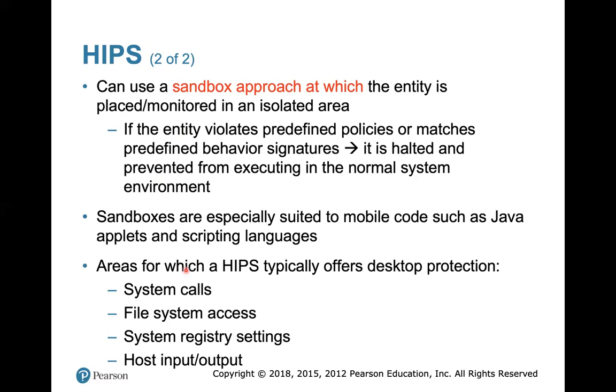So areas at which HIPSs typically offer desktop protection are these. They can protect system calls, file system access, registry settings, and host input output. These are all areas that can be protected using HIPSs. So it's not only about the network. HIPSs can also be used to protect local assets of your system as well.